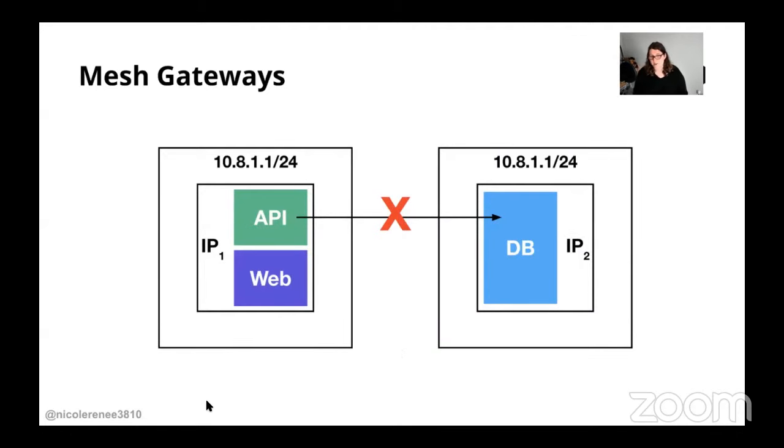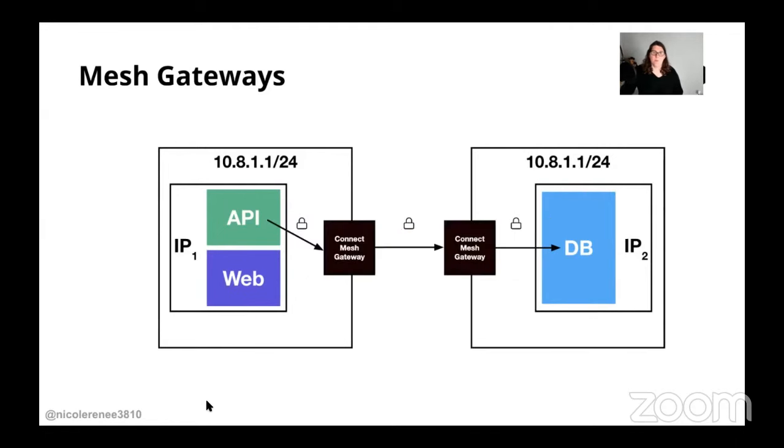So in this case, our API and our web service is running in one data center and our database is in another data center. And both of these data centers are using 10.8.1.1/24 IP ranges. And so normally in the networking world, this is really hard to solve. You have to create all sorts of rules to be able to join together two networks that have the same IP space. But when we add the mesh gateways in, the mesh gateways communicate over any connection they have available to them. So it can be the public internet, it can be another VLAN, a VPN, whatever you have that's connecting these, it can use.